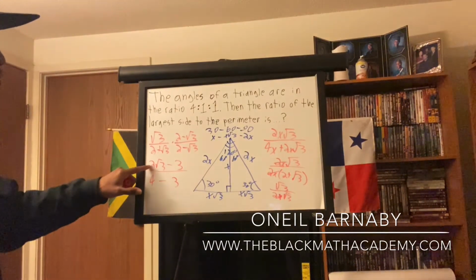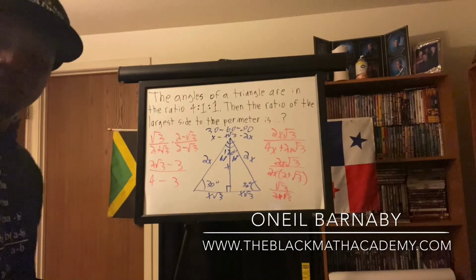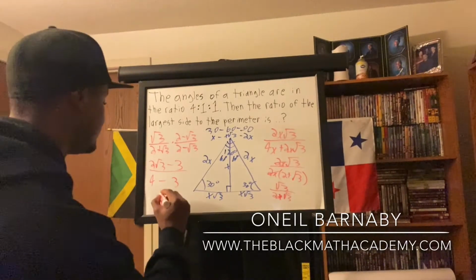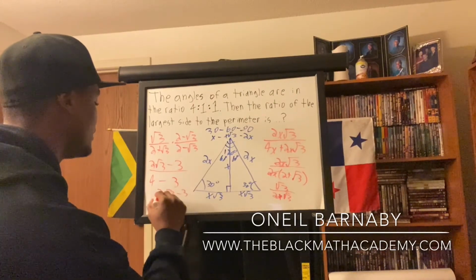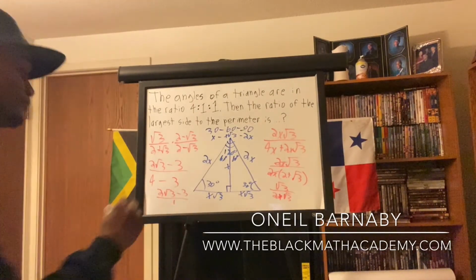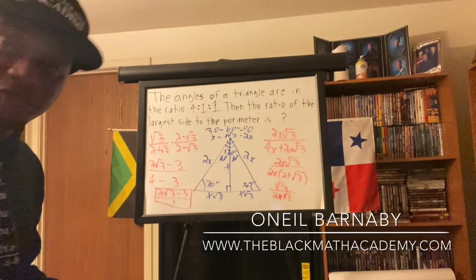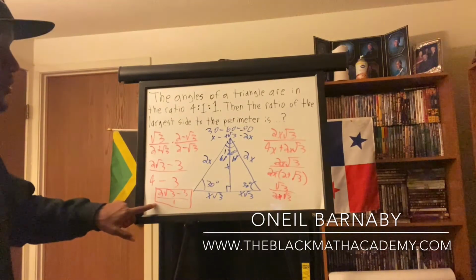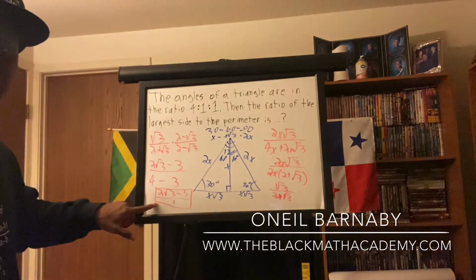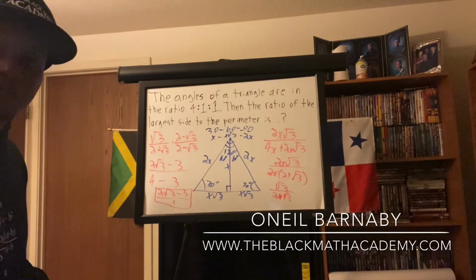So now we have 2 root 3 minus 3 over 4 minus 3. 4 minus 3 is 1. That's solvable. So we have 2 root 3 minus 3 over 1. And this cannot be simplified any further. It's as simple as we can get it. And this is the ratio of the largest side to the perimeter of this triangle. It happens to be this.